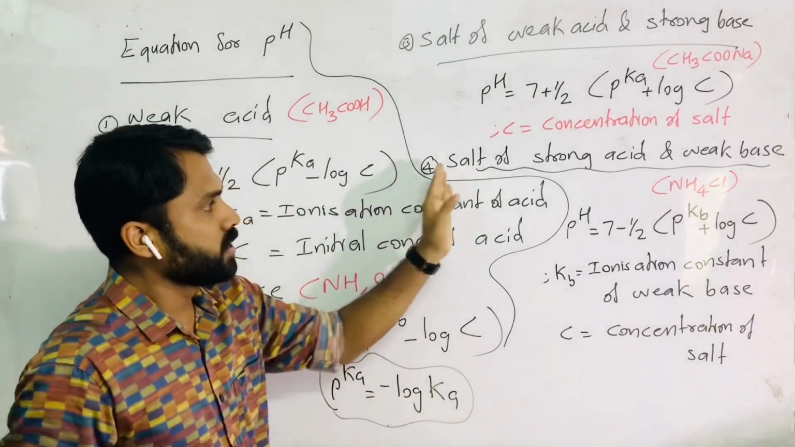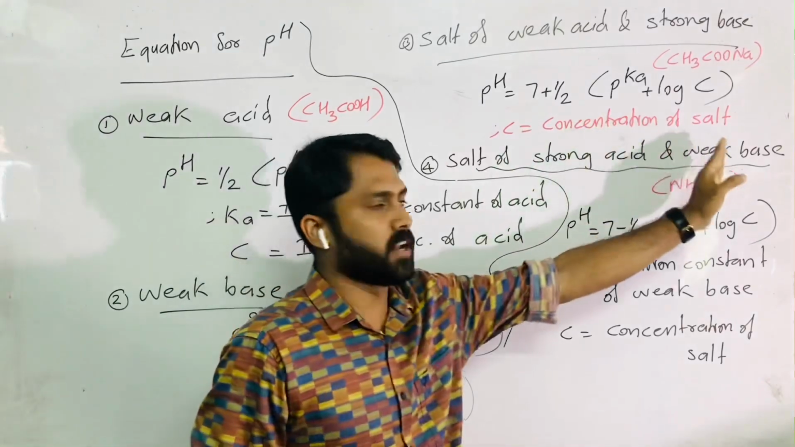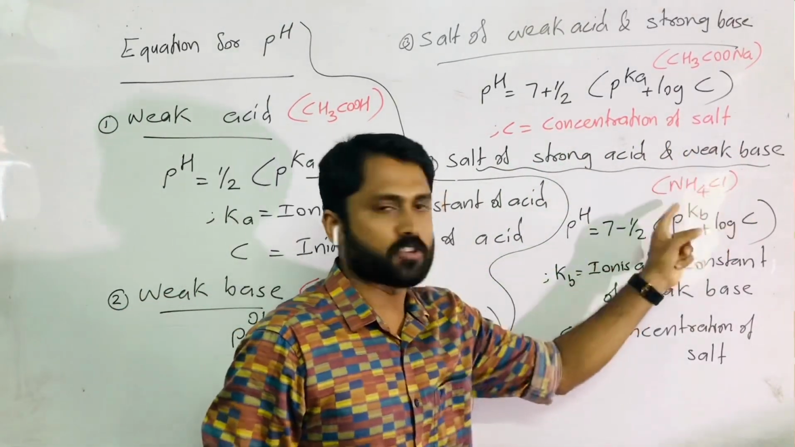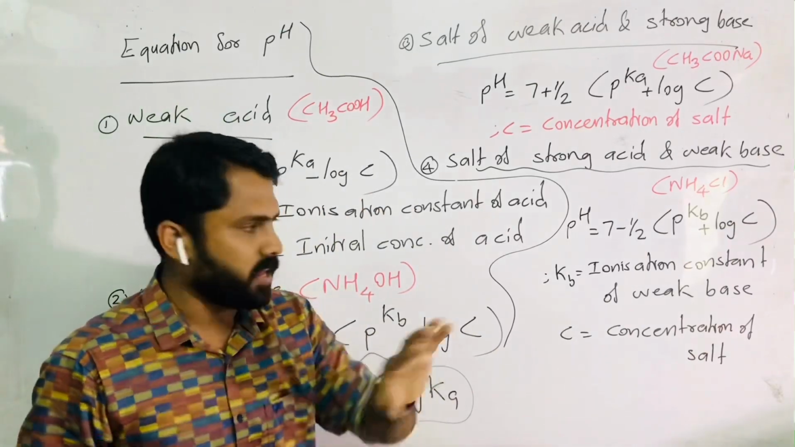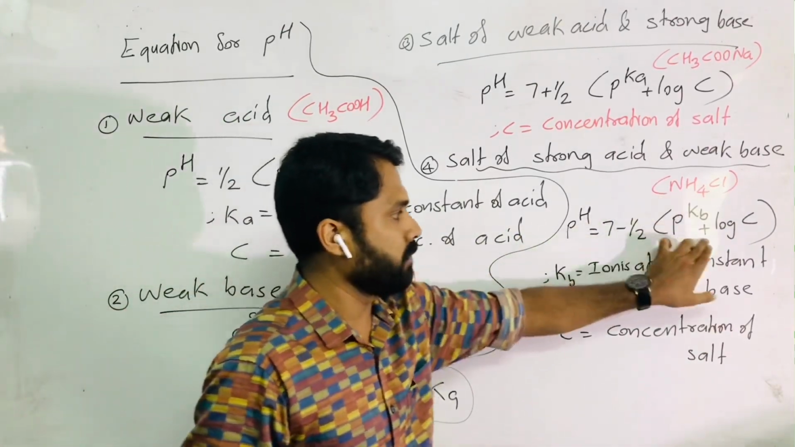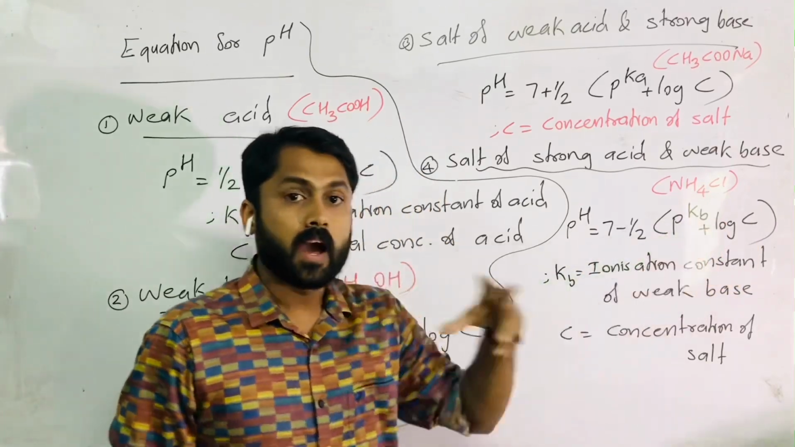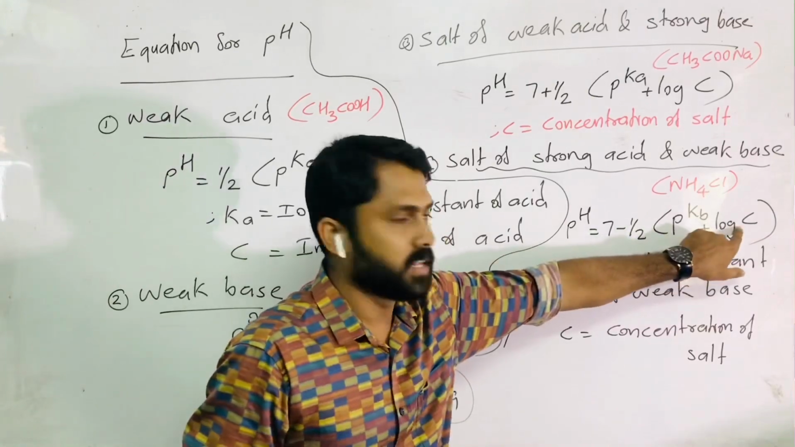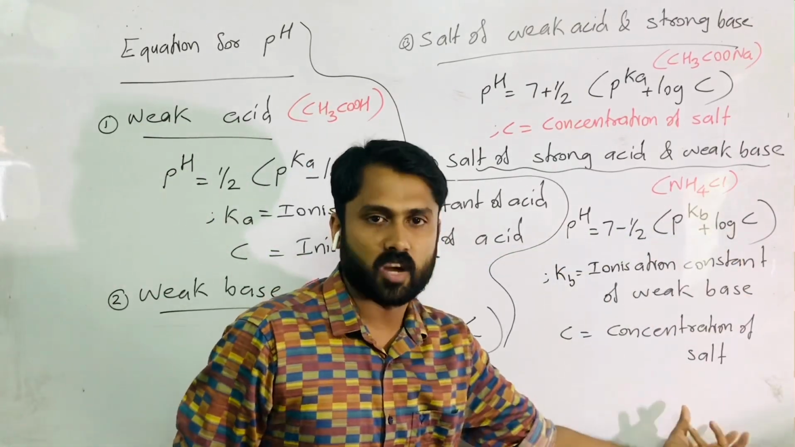Then number 4, salt of a strong acid and weak base. Example NH4Cl, ammonium chloride. Still here we are calculating pH: 7 minus 1/2 into pKb plus log C. What is Kb? Ionization constant of the weak base. What is C? That is the concentration of that salt.